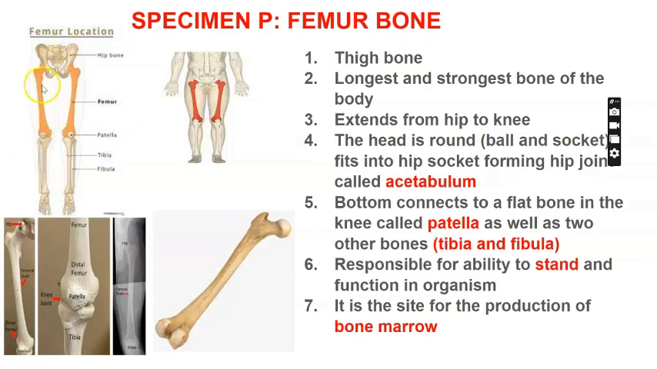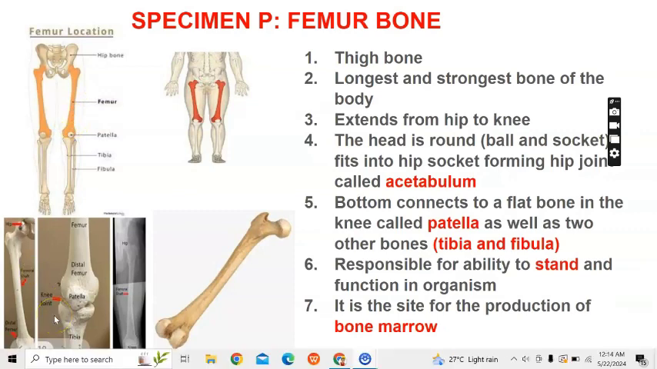The head is round and it meets at the hip joint, in a joint which we call the acetabulum. Remember that the humerus meets at the shoulder in the glenoid joint. The femur bone is referred to as the strongest bone because this is the bone that carries the majority of our weight. So without this bone, we cannot stand effectively upright. Also this is important because this is where the bone marrow is usually made, in the femur bone. So that is that about the femur bone. Do well and read up the rest.